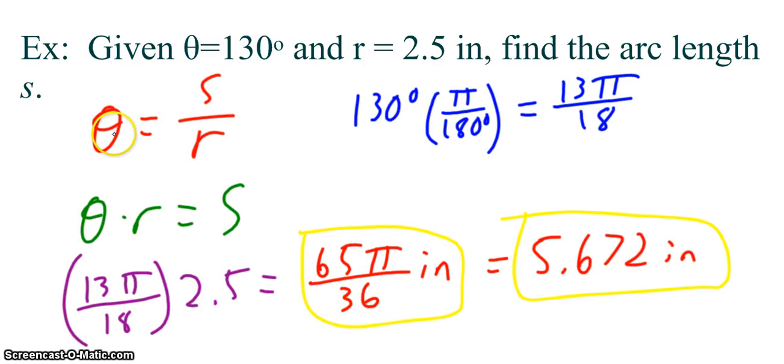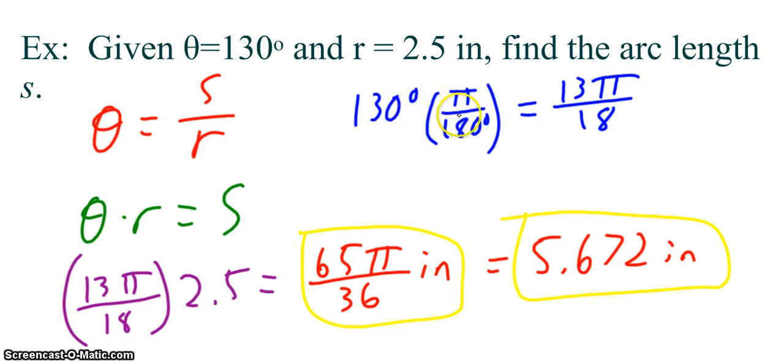Okay, so we're using our equation theta equals s over r. This was our definition of a radian. If the arc length and the radius are the same, that equals 1 radian. This is also the basis of the circumference equation. However, remember this equation only works if theta is in radians. Since we are given theta in degrees, we are going to convert it to radians.